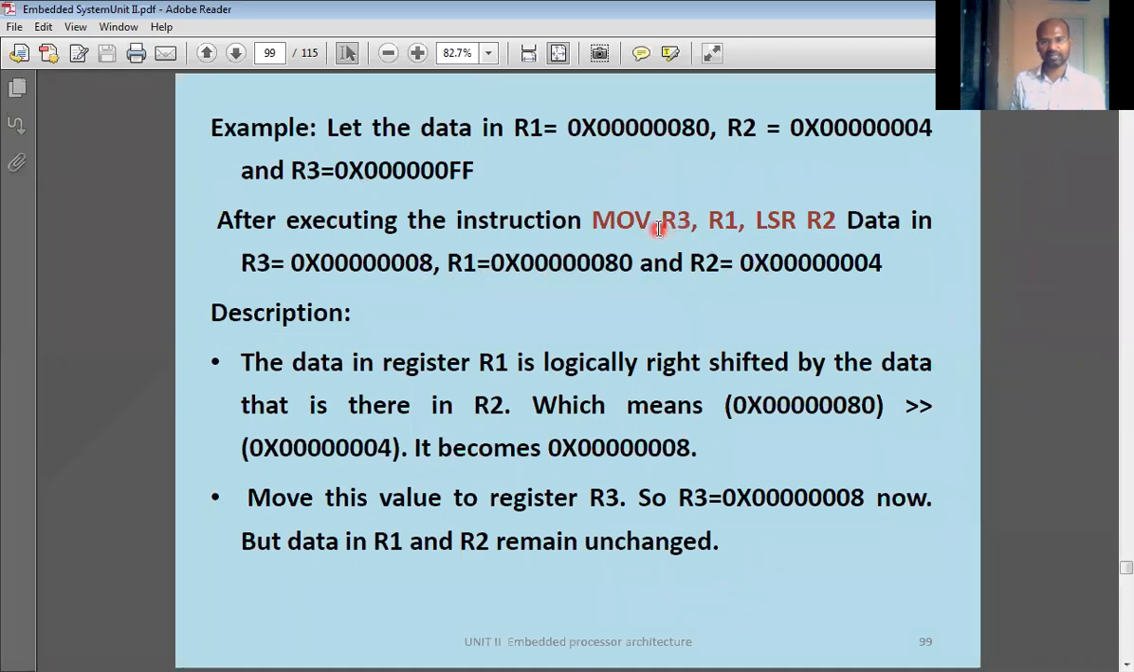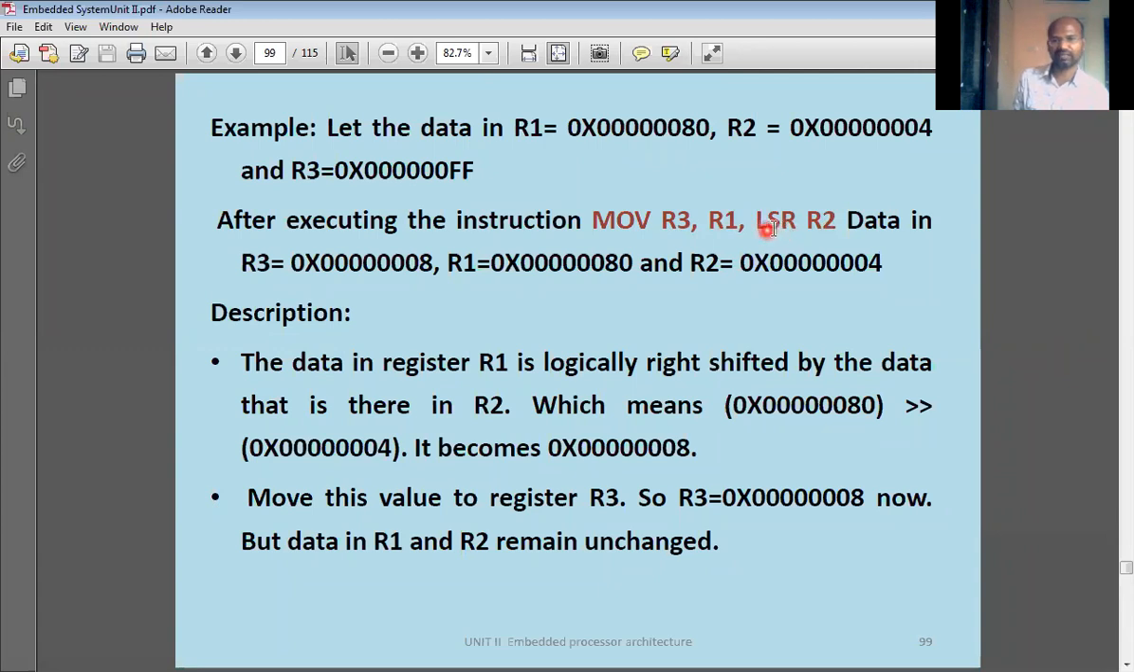Now let's see what this instruction is. This is the ARM instruction. Move means it is a data movement operation. Move is the mnemonic. The first operand is the destination register. The second operand is the source register. And the third operand is by what amount the source register contents are shifted.